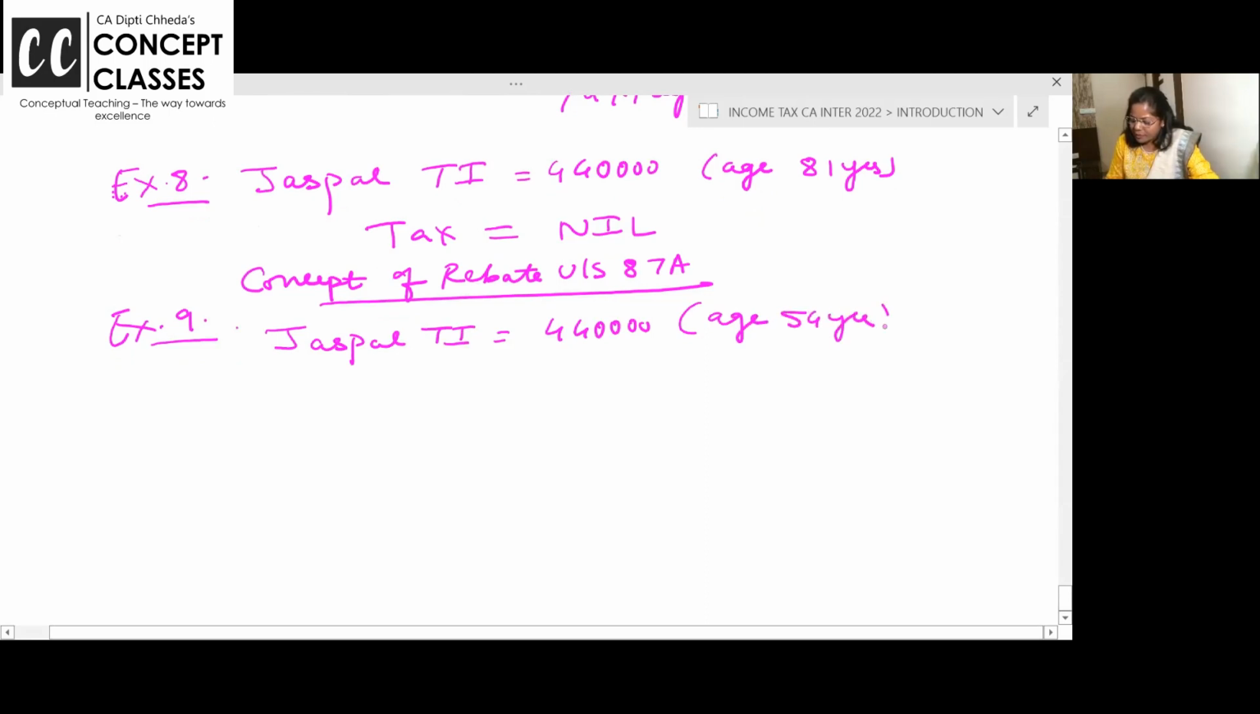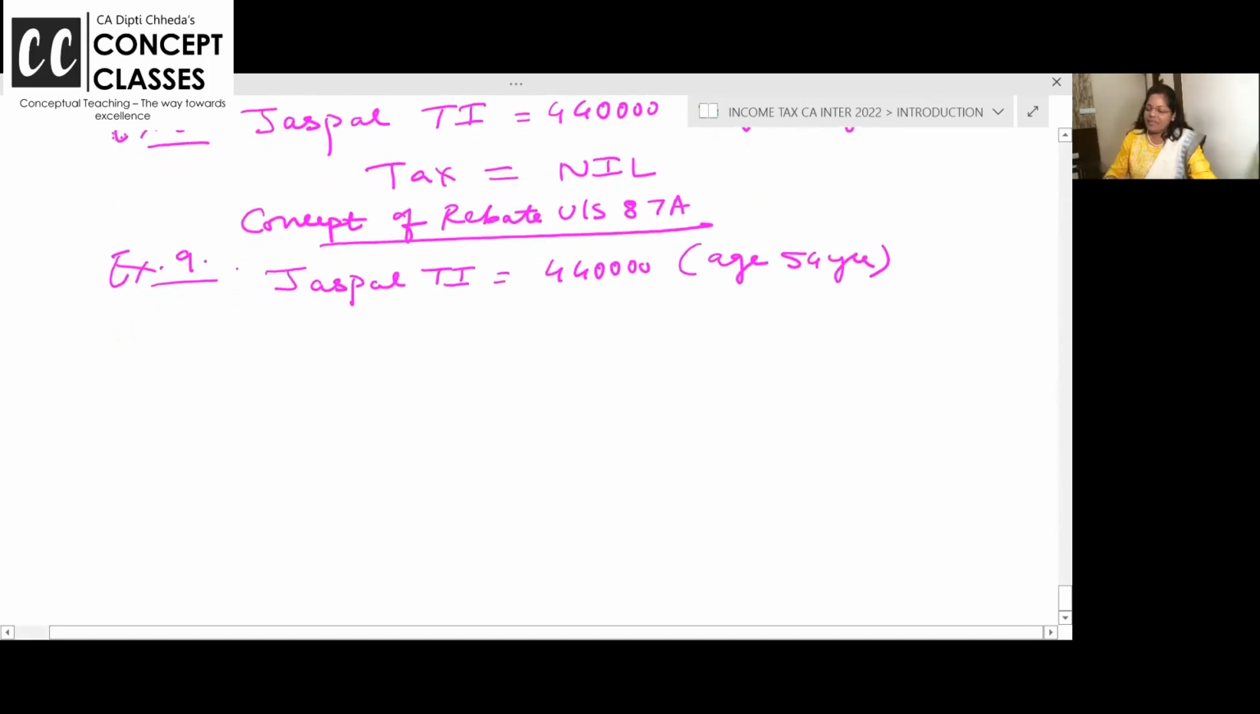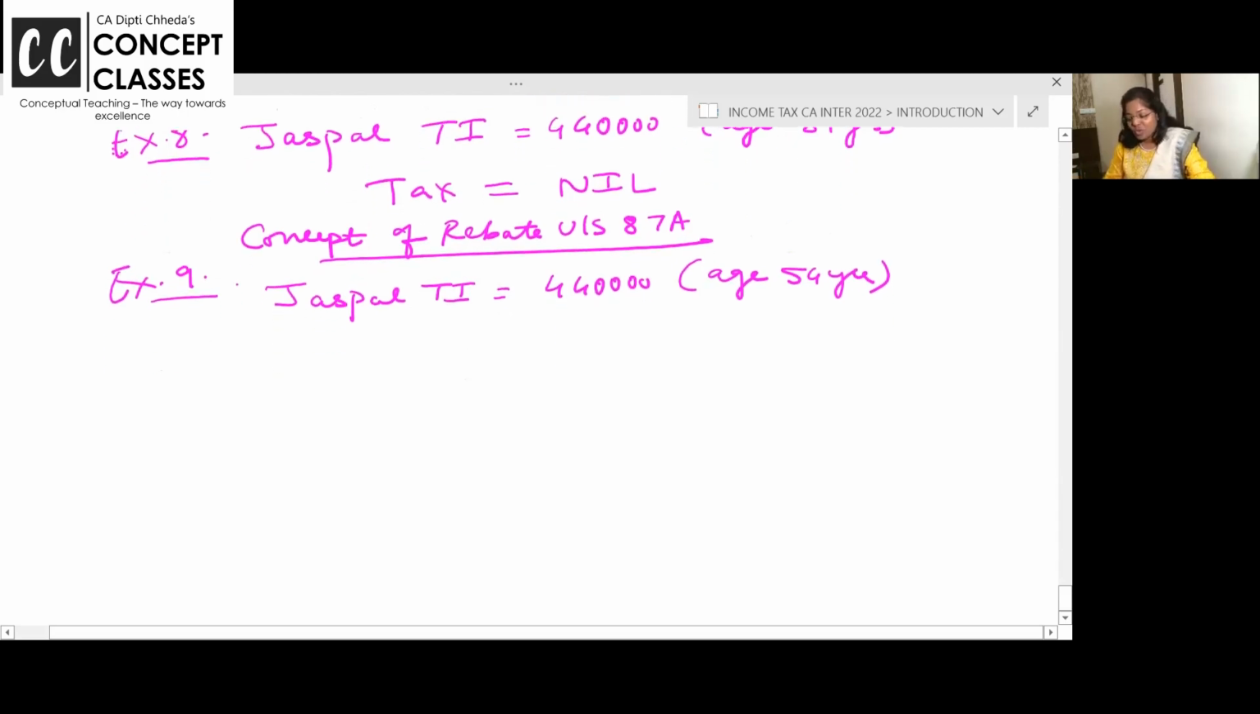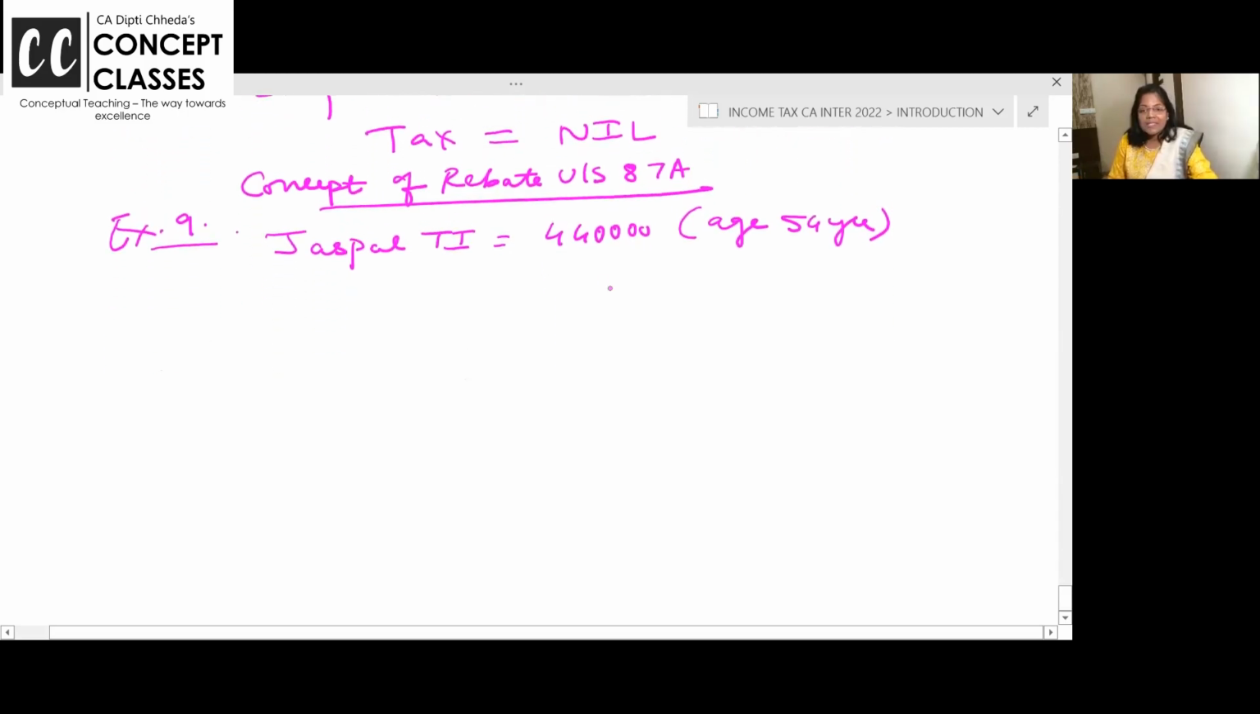Age is 54 years. Because if we take 81 years, तो वैसे ही tax नहीं है. I want to show you how to calculate the tax. So suppose Jaspal's income is 440 and he's 54 years old. Shall we calculate the tax on this? Yes. 0 to 2.5 lakh. Basic exemption and taxes nil. 2.5 lakh to 4,40,000, that is 1,90,000.